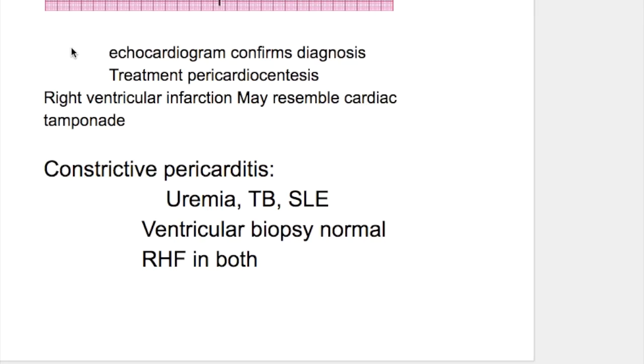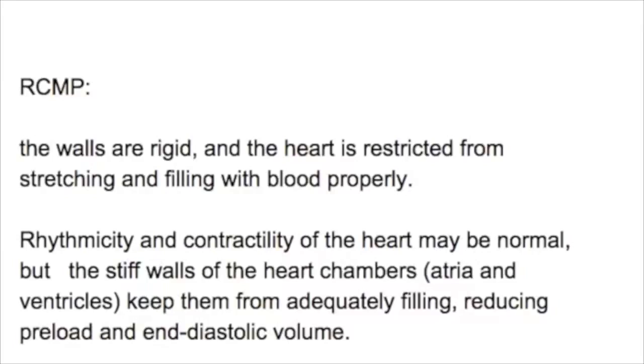How is the diagnosis of cardiac tamponade made? Echocardiogram confirms the diagnosis, and the treatment is pericardiocentesis. Right ventricular infarction may resemble cardiac tamponade. The third condition that produces the low voltage ECG is restrictive cardiomyopathy.